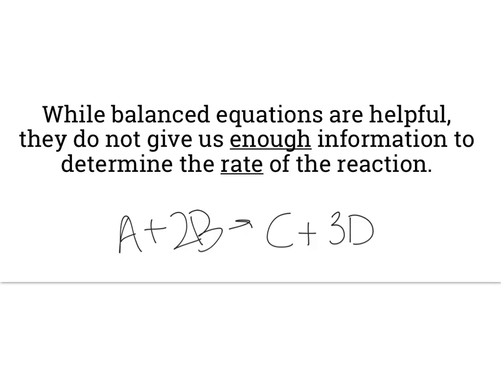For example, while we are using more B and you think that you would need more B to actually react, maybe A is really, really hard to react, and it's a lot easier to get B to react. It doesn't give us any idea of the properties of the compounds or how quickly or easily these come together. So we need a bit more information to actually get a rate law just from a balanced equation.